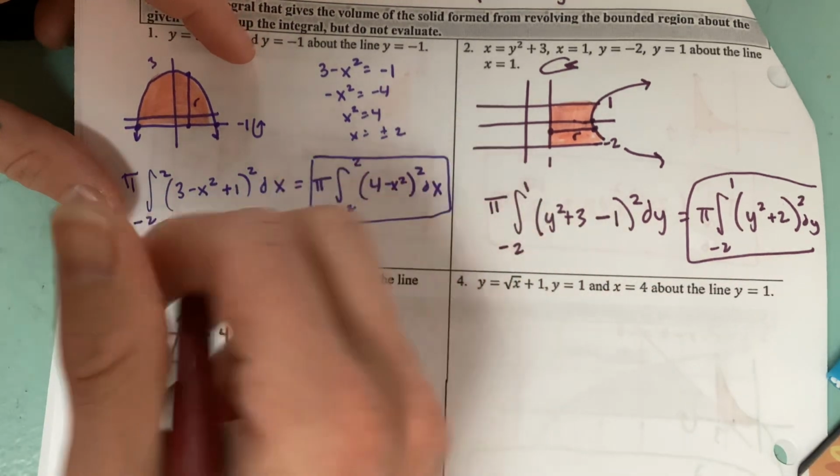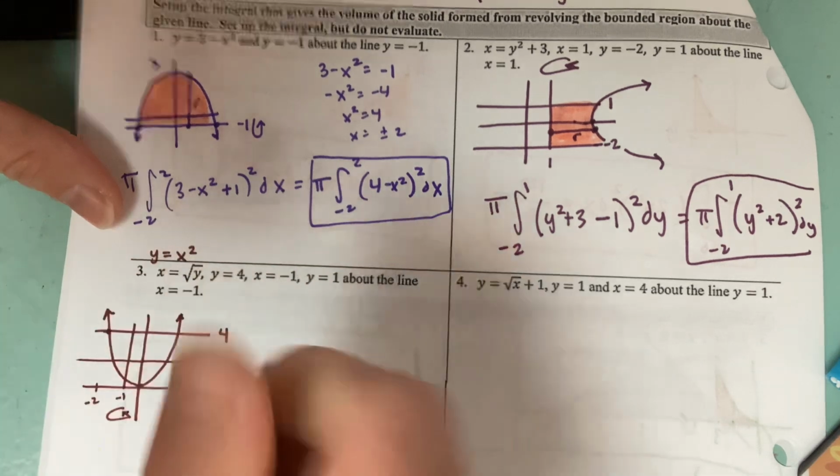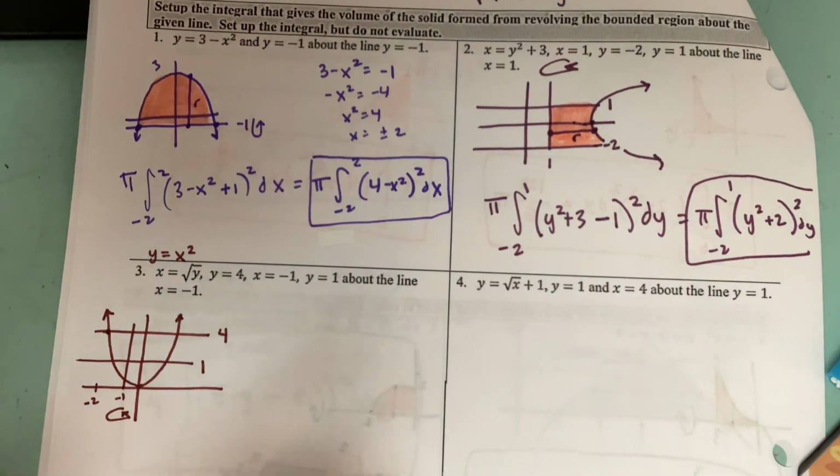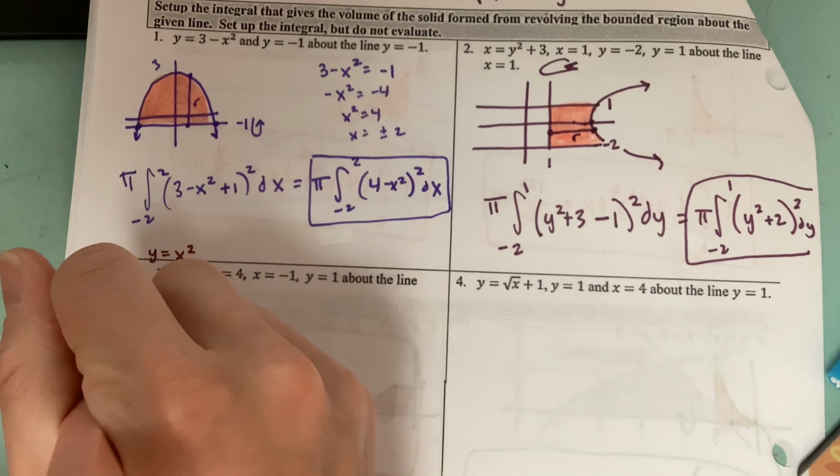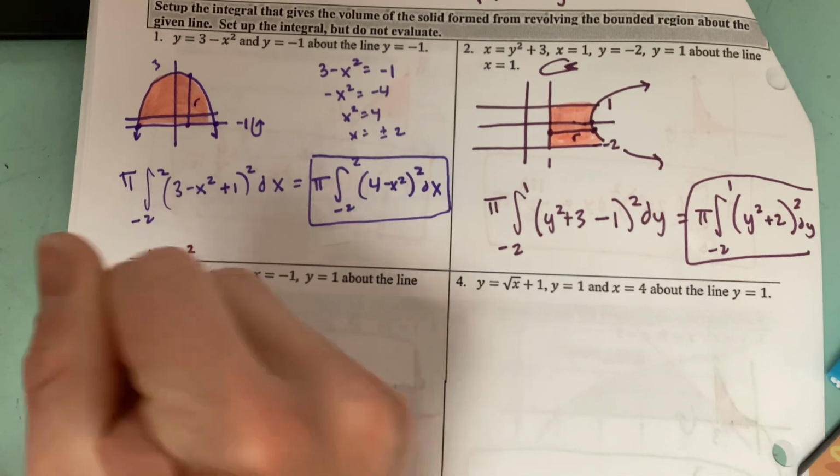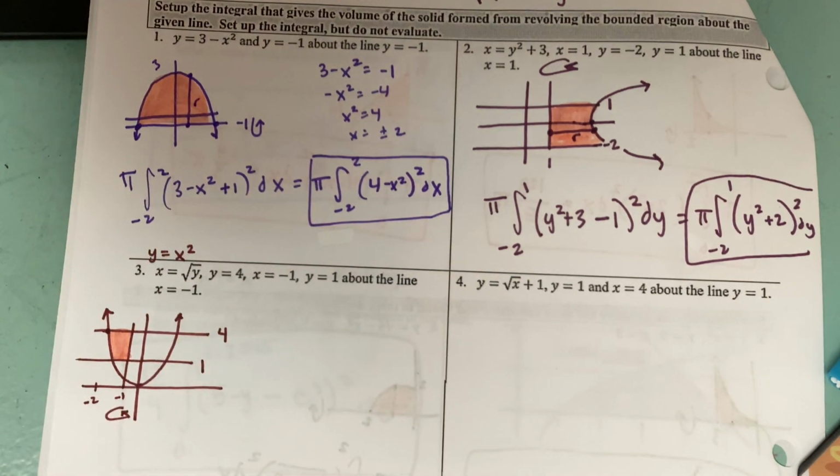About the line x equals -1. So we're revolving this way. All right, so I'm going to highlight my little area. So that's my area right there that I'm revolving around.